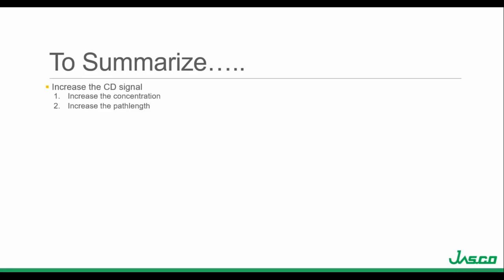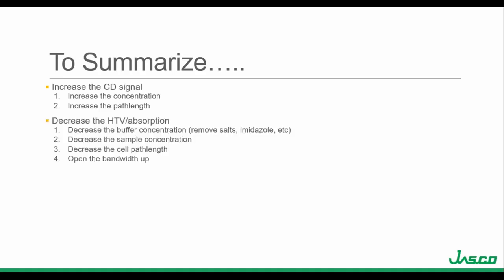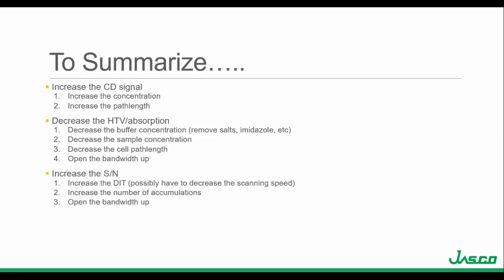So to summarize, to increase the CD signal, you can increase the protein or sample concentration or increase the path length. To decrease the HT voltage or absorption, you can decrease the buffer concentration and potentially remove any salts or imidazole, decrease the sample concentration, decrease the cell path length, or open the bandwidth.